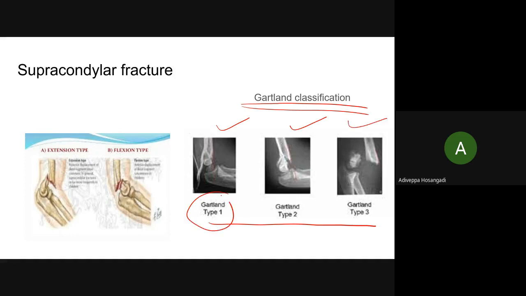Type 1 can be undisplaced or there can be a minimal angulation. Type 2, there is a posterior contact, there is no anterior contact. Type 3, complete loss of contact of fracture fragments. Simple. Try to remember only this. Don't try to remember Gartland and other things.